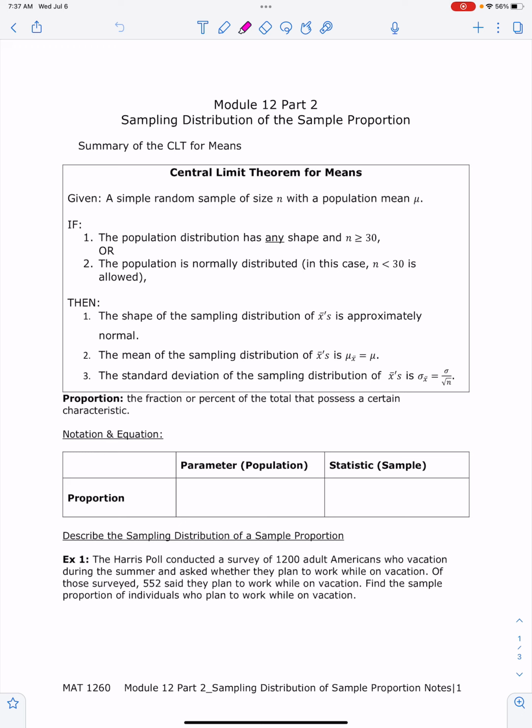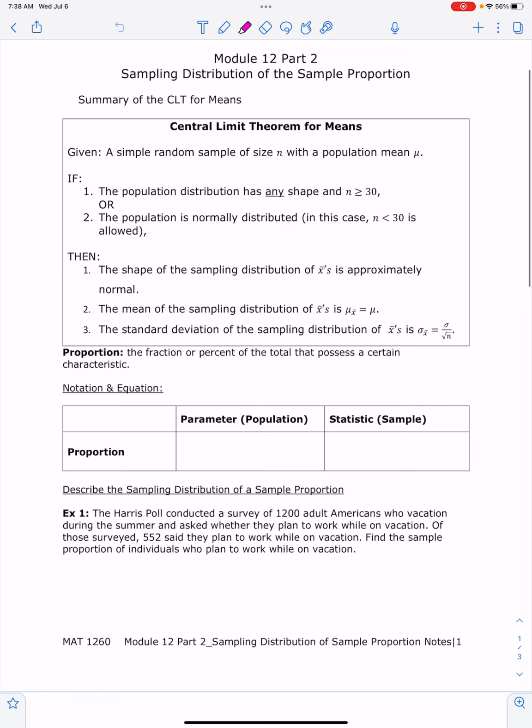If we know that the population is normally distributed, average heights, average IQs, then we can use a sample size that is smaller. Okay? We know if either of these conditions are met, then the shape of the sampling distribution of the X bars, the sample means, is approximately normal. Just a reminder here.